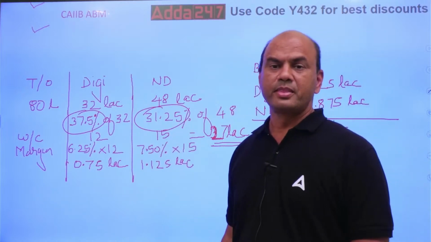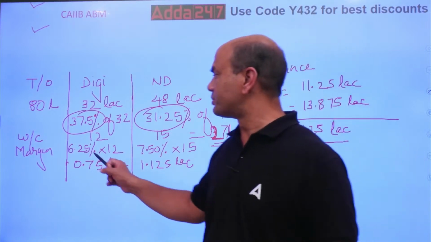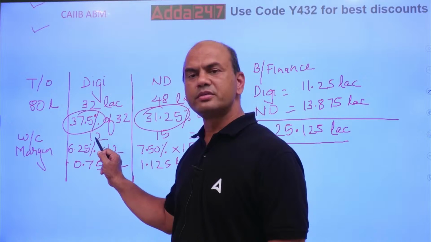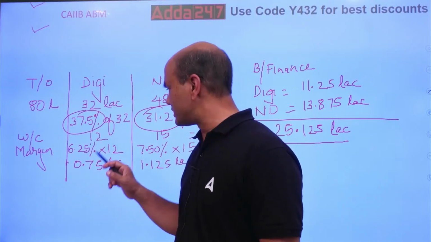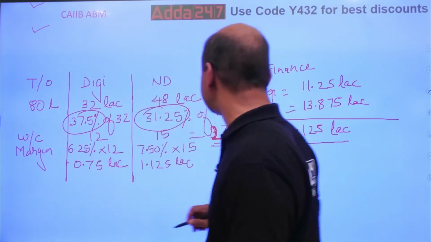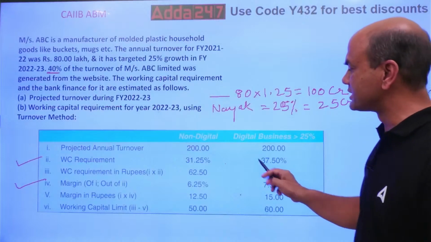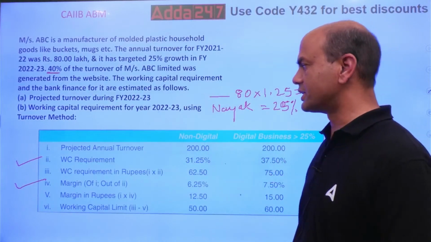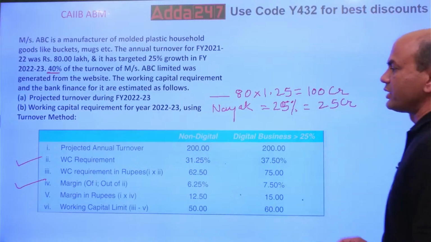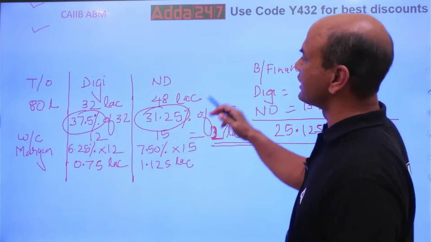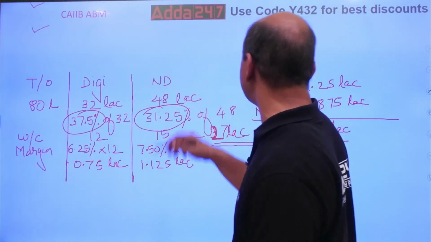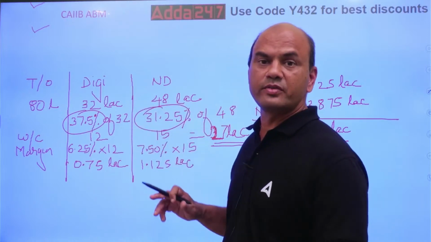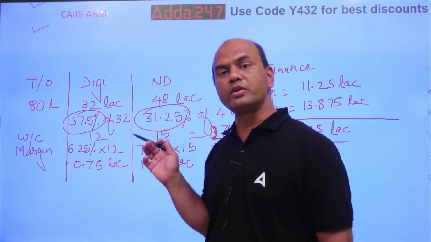Now margin. Kindly remember, this margin is always 6.25% and 7.5%. Basically, you can call this 10% of this. I'll show you the example first. In your books, this example is given: annual turnover projected, digital and non-digital projected. So we'll calculate it for projected also. I had calculated this for 80 lakhs. Now let me calculate the same for 100 lakhs, because we want the projected turnover. We'll solve it for 80 lakhs also and for 1 crore also. In the exam, you always follow 1 crore.